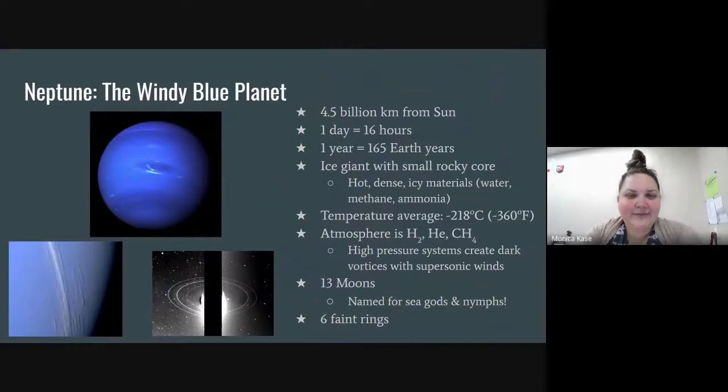All right, and then we have Neptune, our blue planet. It is the farthest from our sun as far as our planets go. It has 13 moons, and there are actually 6 faint rings here for Neptune. Again, those days versus the years there in comparison with us here on Earth. It is also an ice giant that has a small rocky core.